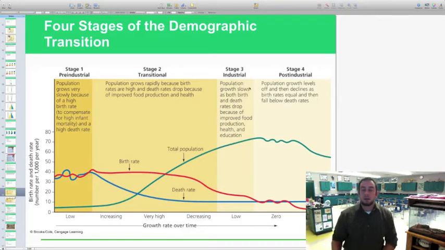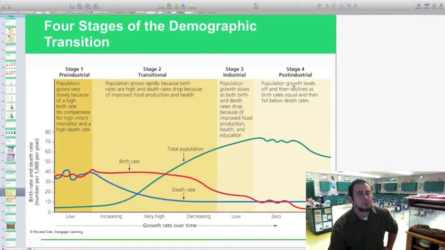In stage 3, the industrial stage, population growth slows as both the birth and death rate mellow out and stay steady. So your birth rate definitely died down a little bit there. Death rate stayed about the same and steady. So your slow growth is occurring here.